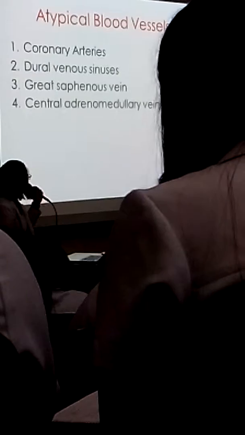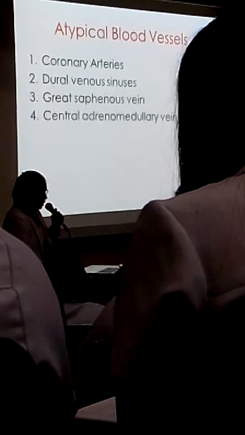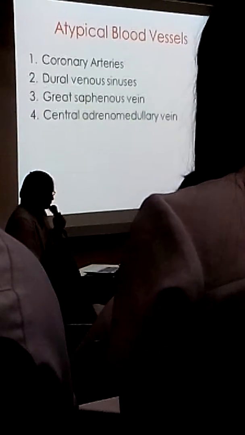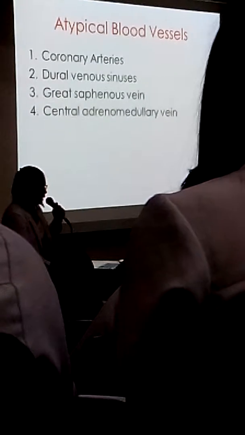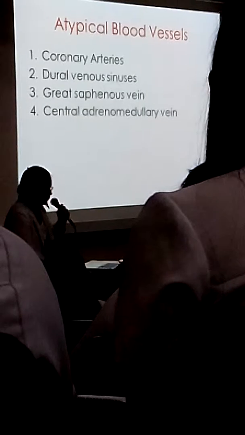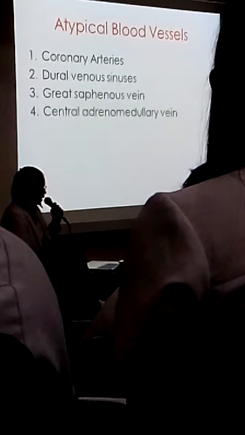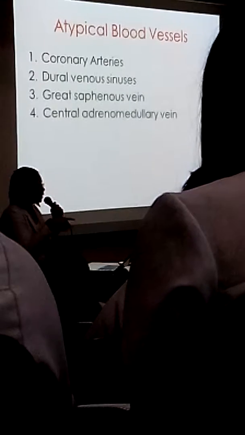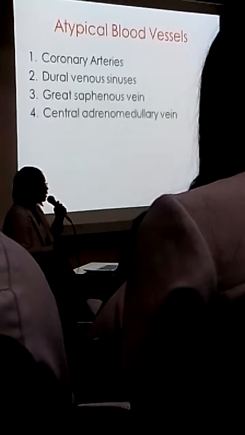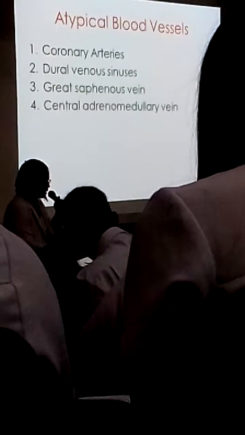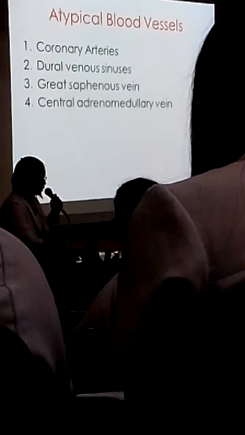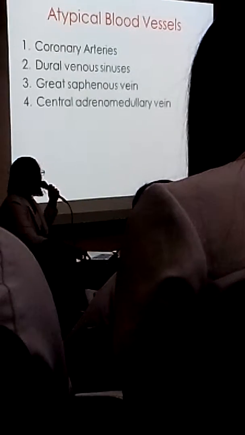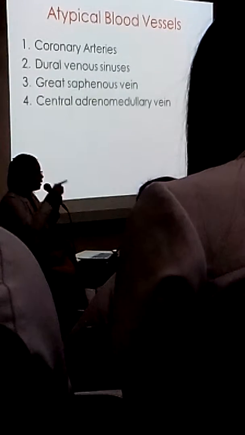How about your central adrenomedullary vein? Why is it atypical? It's because of the arrangement of the tunica media as the vein passes through the adrenal medulla. Instead of the usual circular arrangement, it has a longitudinal arrangement of the smooth muscle, forming the muscle cushion in your adrenomedullary part. That's why it is atypical. Instead of circular, it is longitudinally arranged muscle.